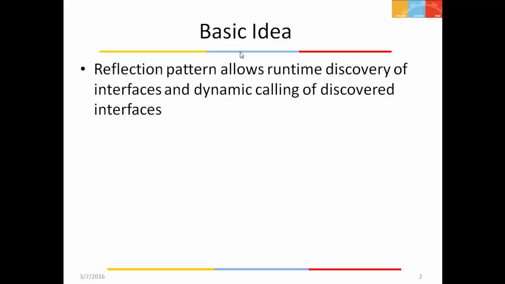So the idea is that the reflection pattern actually allows a runtime discovery of different interfaces and dynamic calling of many discovered interfaces. Essentially, when it started, the main idea was that if I have an object which is going to offer certain services, at runtime the client will be able to discover what are the interfaces that this object actually exposes, and then based on the interfaces that it has discovered, it can make a call.